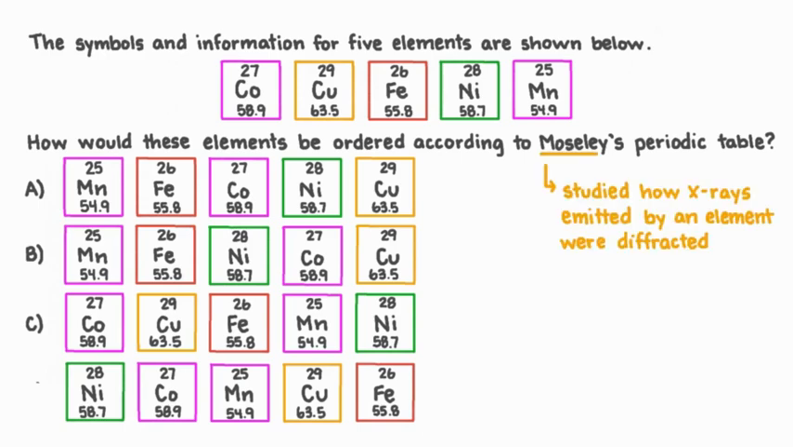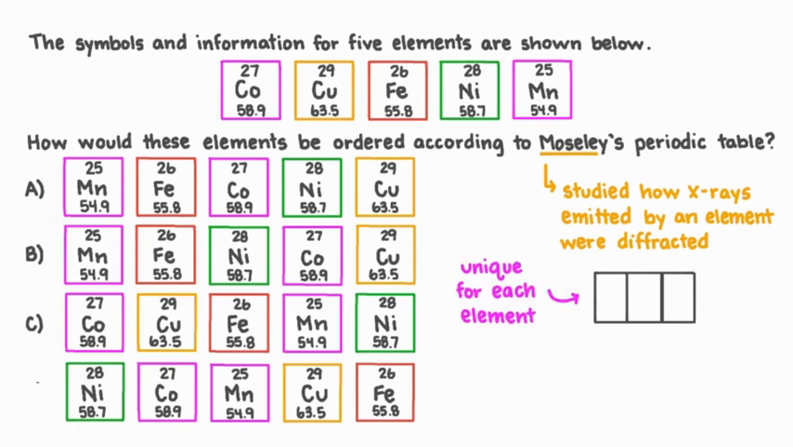Henry Moseley was a British scientist who studied how X-rays emitted by an element were diffracted. In his experiments, a photographic plate was exposed to the X-rays. The X-rays produced lines on the plate. The bands produced were unique for each element. Through some calculations, Moseley discovered that the lines produced were directly related to the element's atomic number.